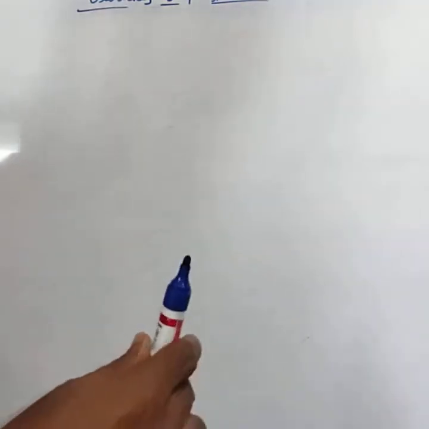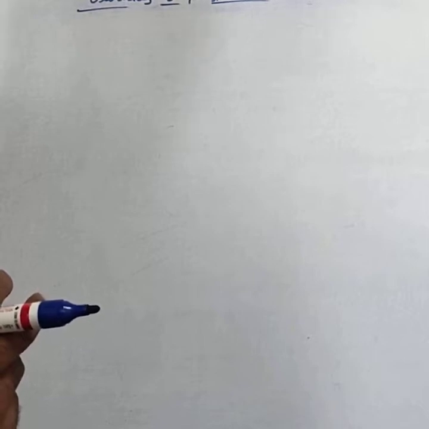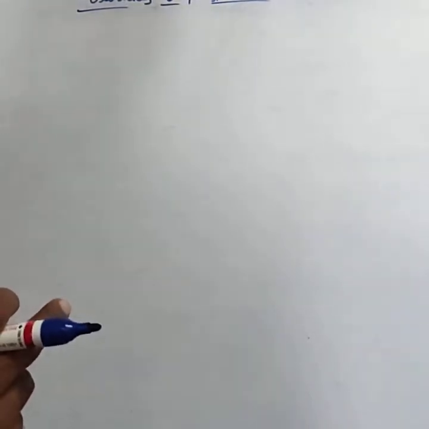Hello students, in the last class we discussed the phosphorus halides, that is PCl3 and PCl5. In this class we will study the oxoacids of phosphorus. Oxoacids of phosphorus are very important for both your board exam as well as for your competitive exam. You have to practice the structures and the names of the oxoacids.